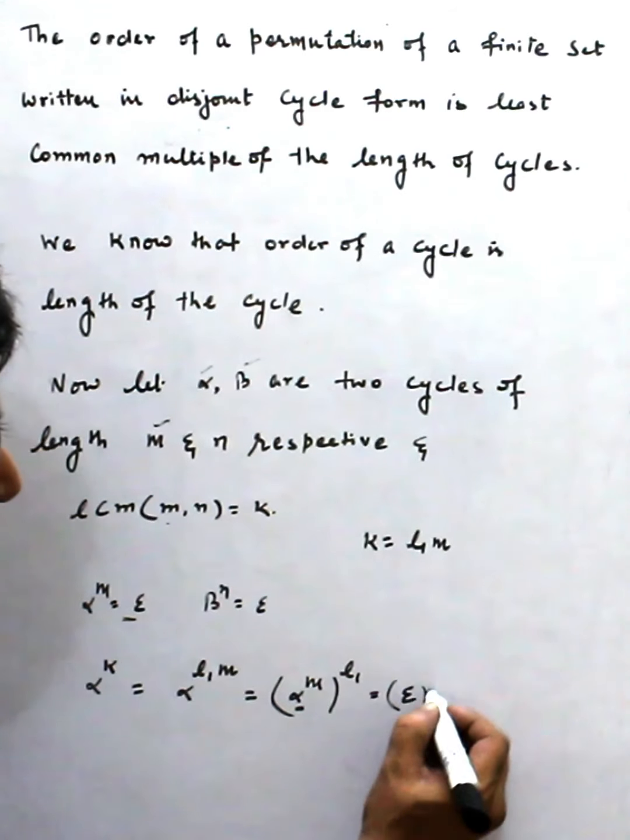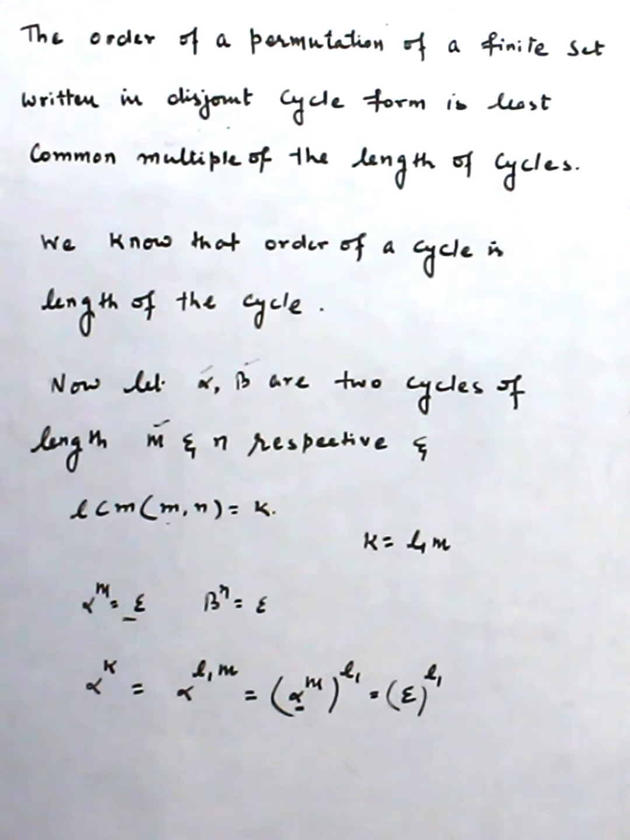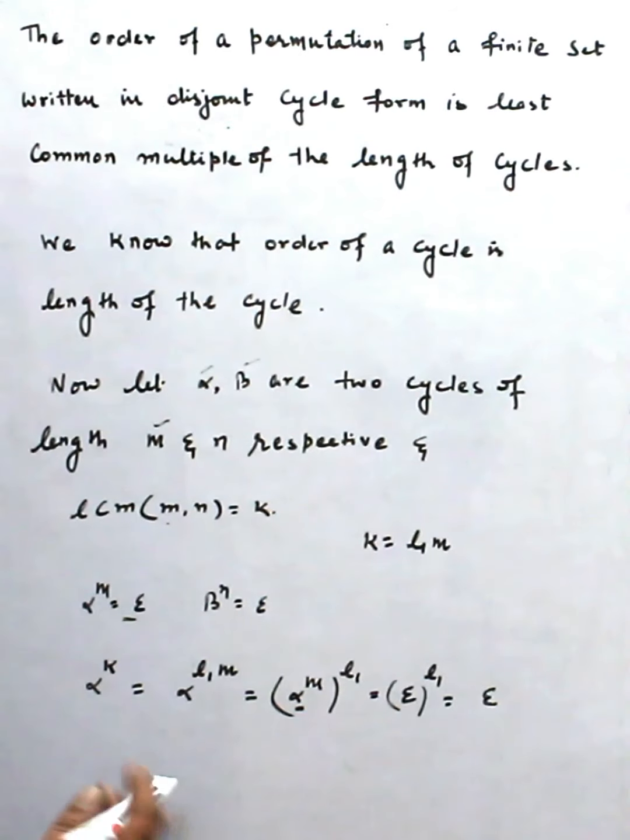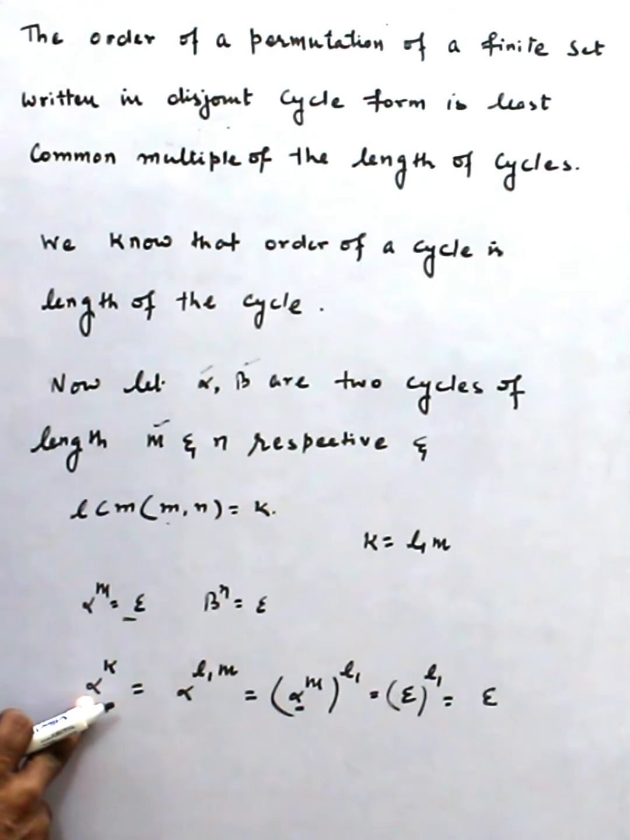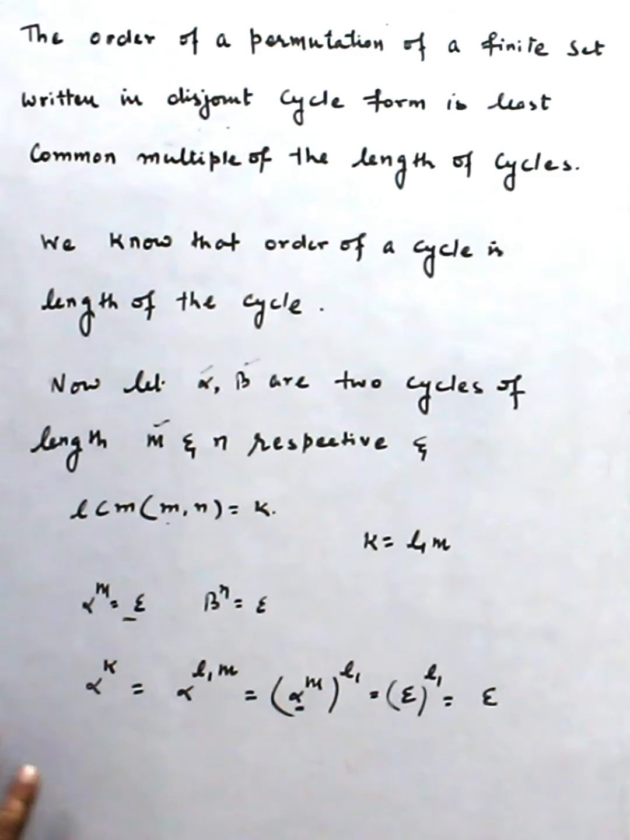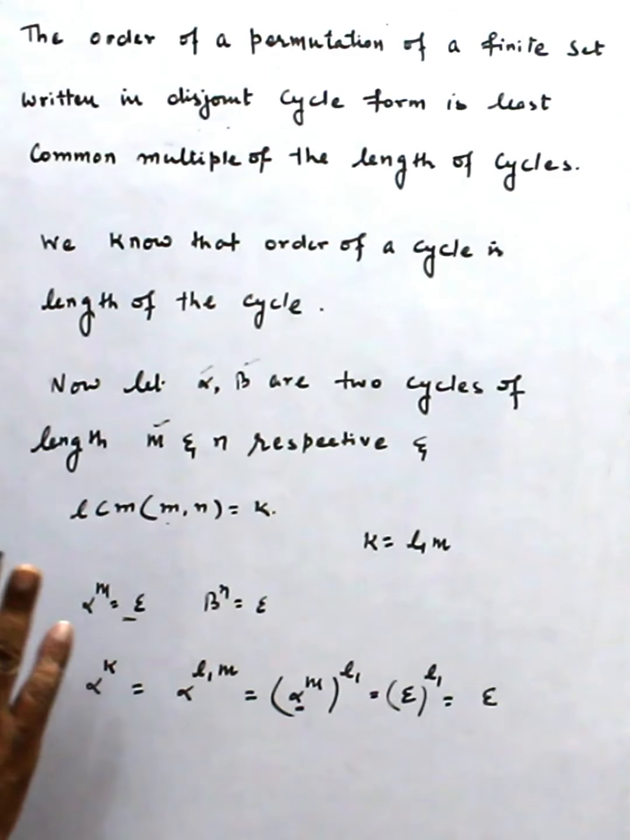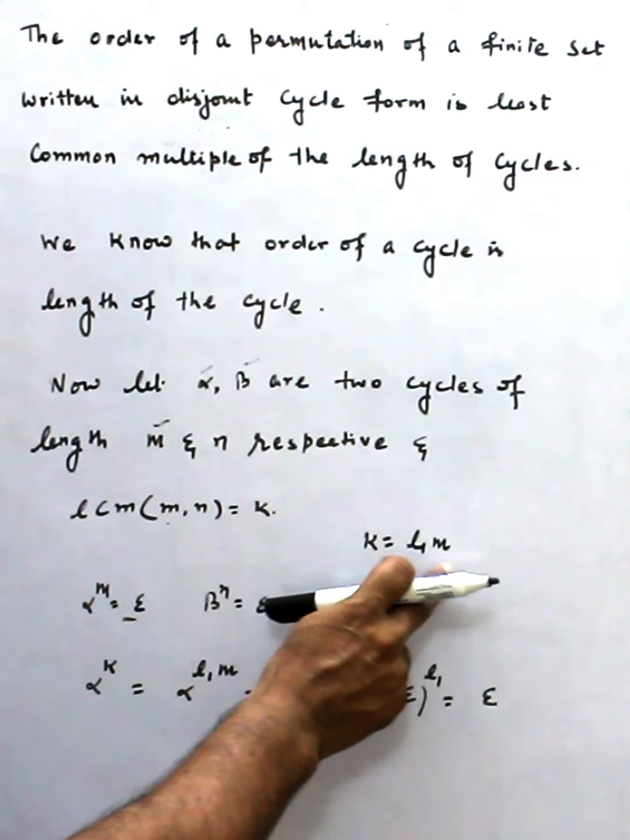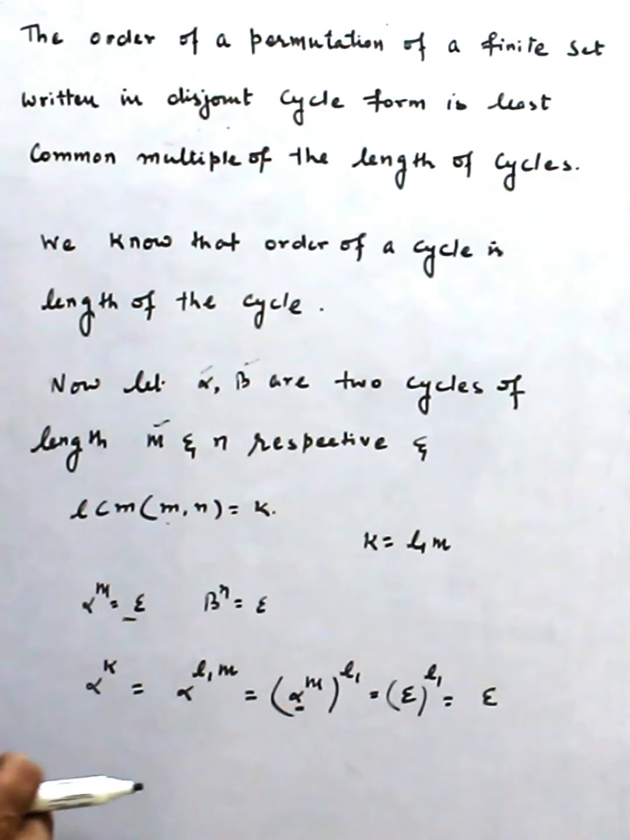So it is identity raised to L1. Now if any power we raise to identity, it is still identity. That means if we raise alpha to k, it is again identity, but definitely k is not the order of alpha, because the definition of order is the least positive integer, and k is not least. K is some multiple of m, right?